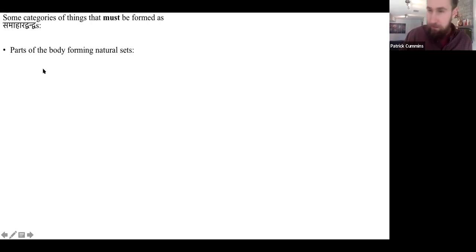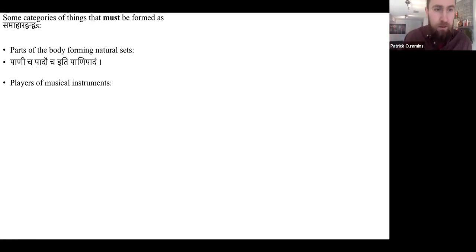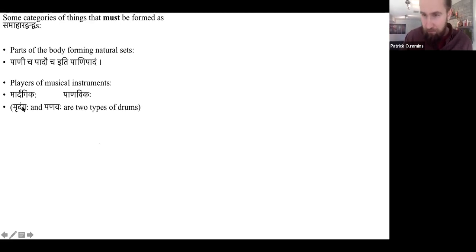So, like we've already seen, parts of the body forming natural sets, like we already saw this example, hands and feet, but also players of musical instruments. So for example, a mardangika is a player of the mridanga, it's a type of drum, and the panavika is a player of the panava. Could somebody try doing an analysis of this, just following the same structure here for hands and feet?